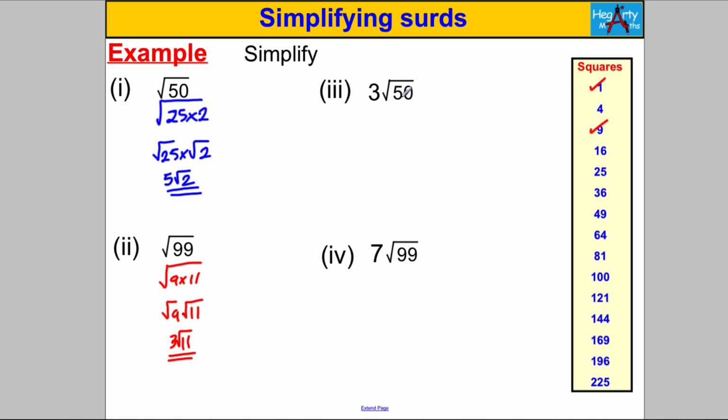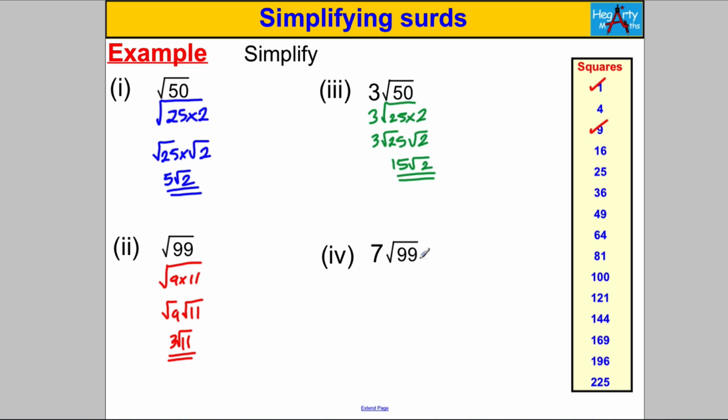Now this one here is 3 root 50. We've already done root 50, but I just want to show you it with a number in front of it. So keep the 3 there and split up root 50 just like you did before. Call that root 25 times 2. So that's 3 root 25 root 2. Root 25 is 5. 3 times 5 is 15. So this would be 15 root 2. And that makes sense because it's 3 times root 50. We got that 1 root 50 was 5 root 2. So 3 root 50s must be 15 lots of root 2.